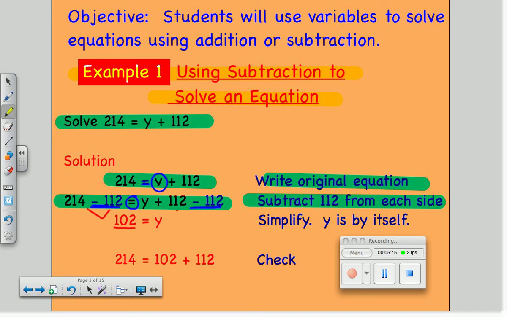112 minus 112 is 0. Y plus 0 is just y by itself. So now I know what y equals. Y equals 102.